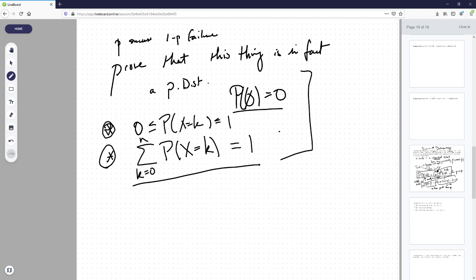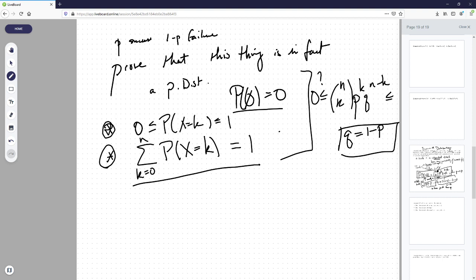Okay. So let's do the probability between 0 and 1 thing. Is it true that n choose k times p to the k, q to the n minus k, where q is 1 minus p? The only reason why I use this q variable is because you'll see this in a lot of textbooks. You can just as easily replace q with 1 minus p and it's fine. So is this bigger than 0? And is it less than or equal to 1?